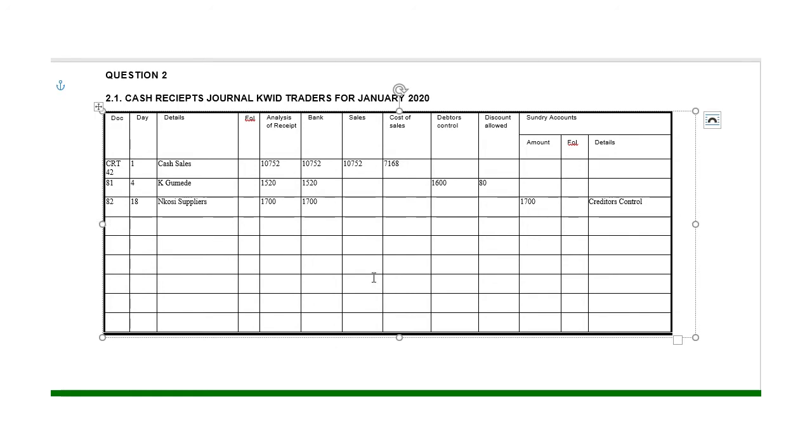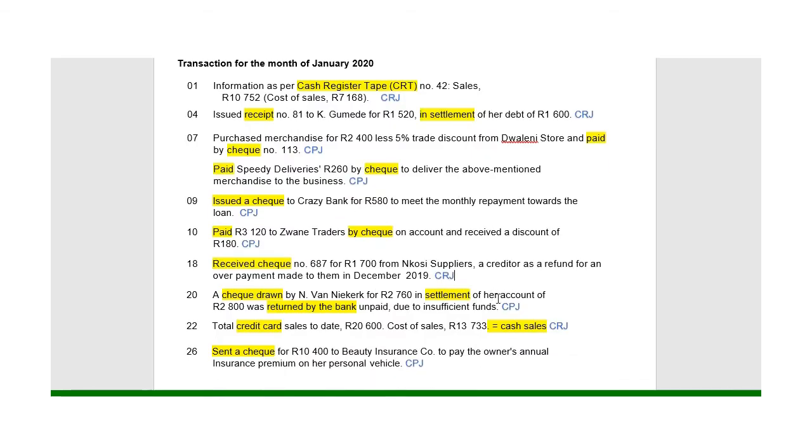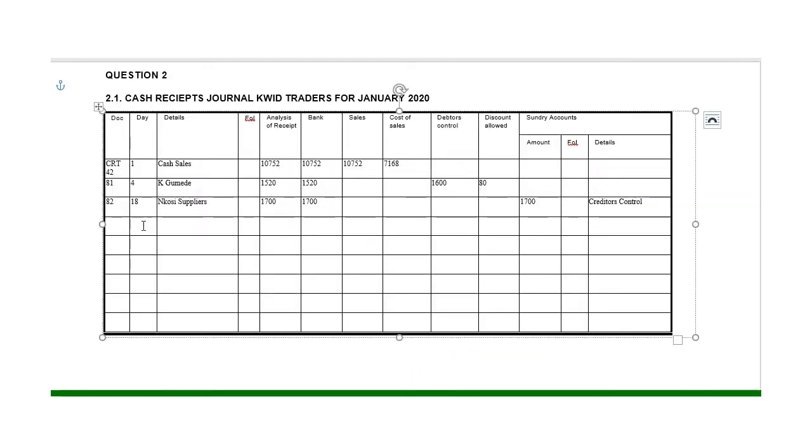Now I can do the next one for the CRJ. That was a CPJ. On the 22nd, there was a CRJ. And that was credit card sales. And we said credit card equals cash sales. So we treat it as normal cash sales. So for the day, it means it would be a lot of different transactions. Again, we would record it on our till. So it is a CRT and the next number. That was 42. Now I'm at 43. So I keep my sequence 42, 43, 81, 82.